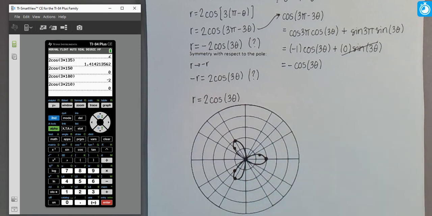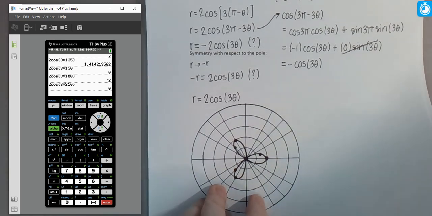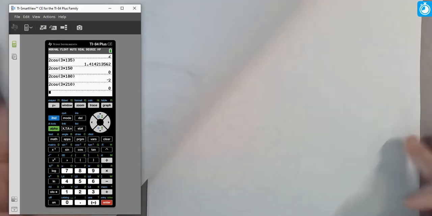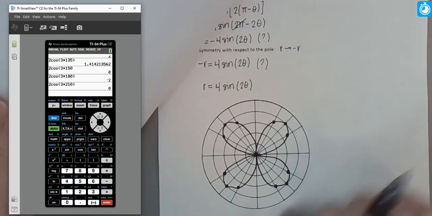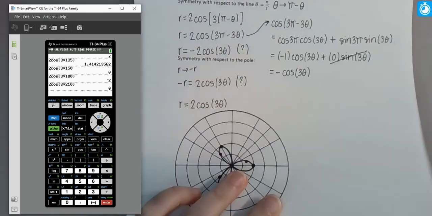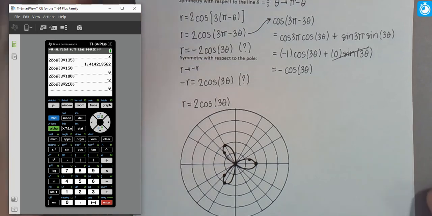So notice these 3 loops we completed in 180 degrees, pi radians, whereas the previous one we did, we had to rotate all the way around, from 0 to 2 pi, to finish the loops. So in this case we have 3 loops rather than 4. So we have a 4-leaf clover here. We only have a 3-leaf clover here.